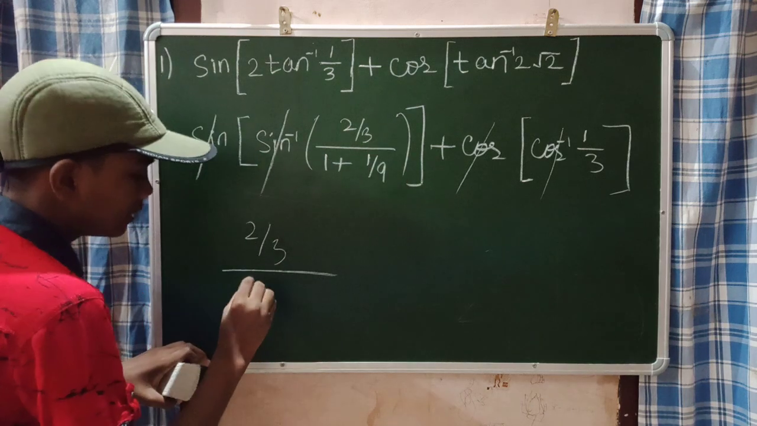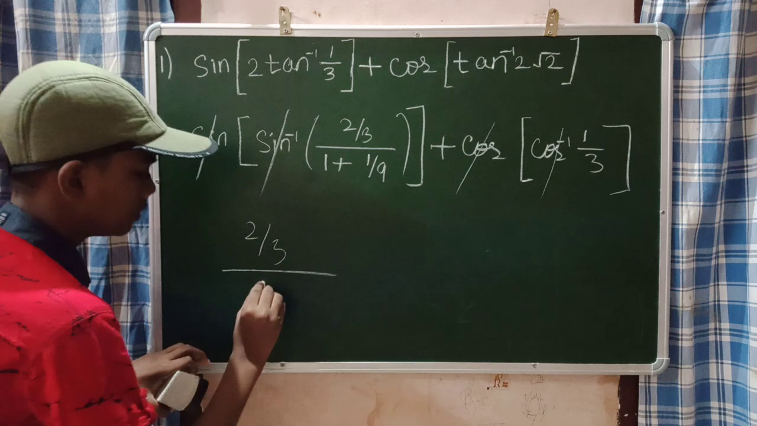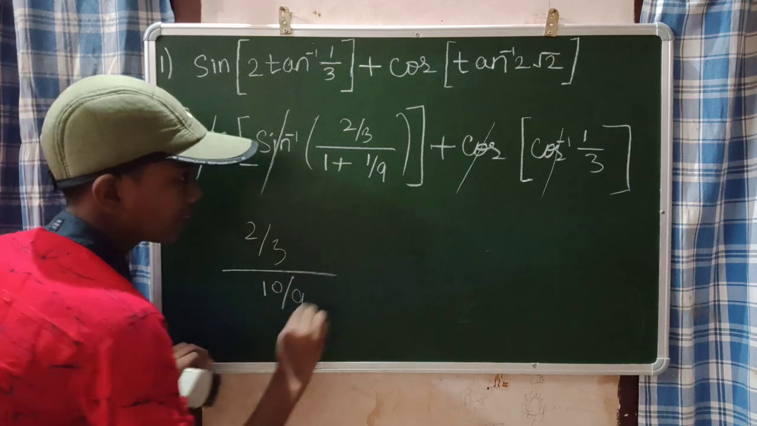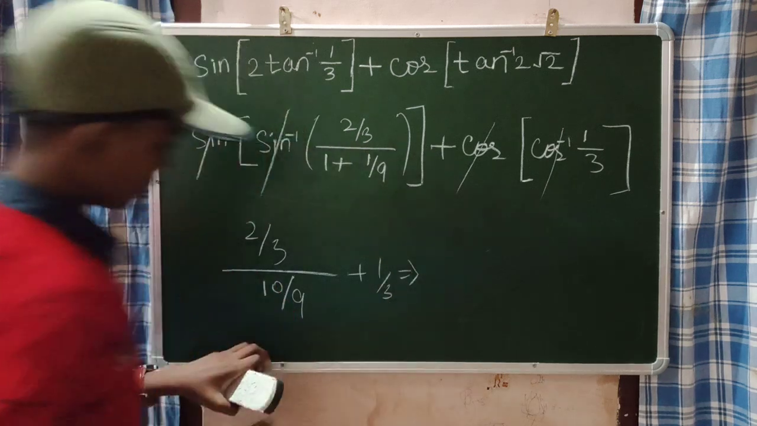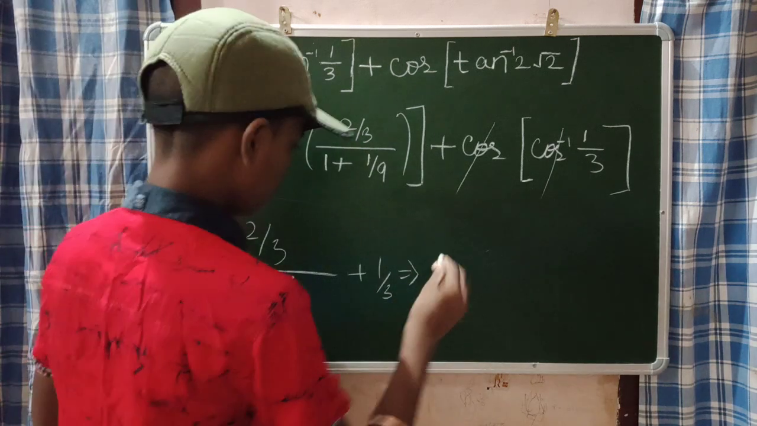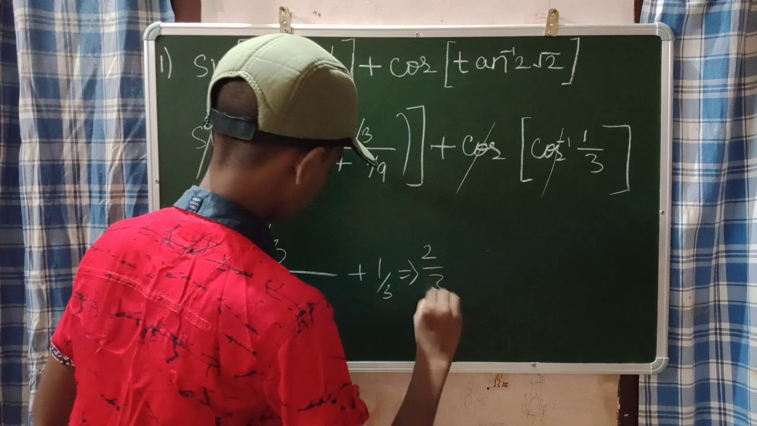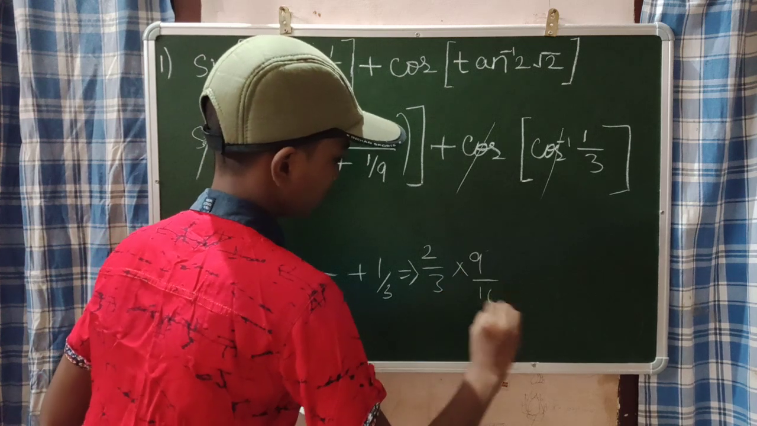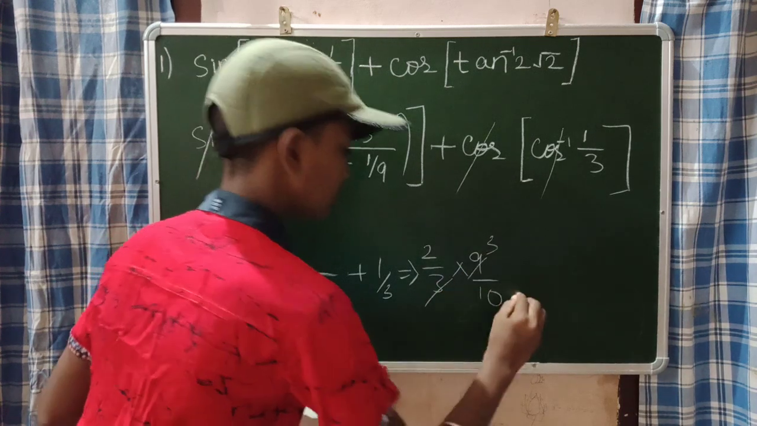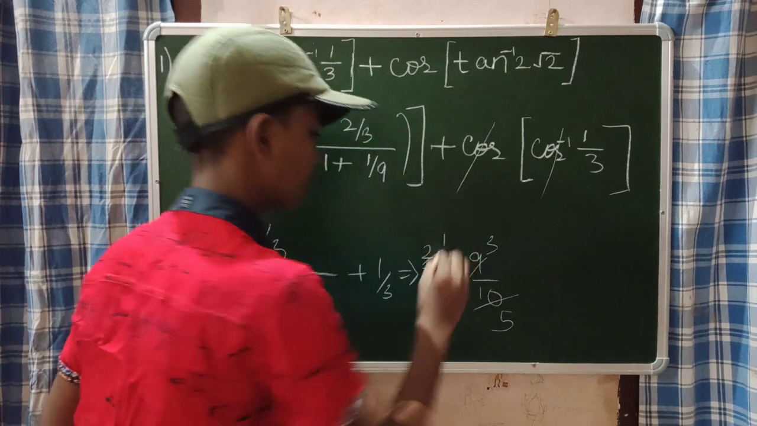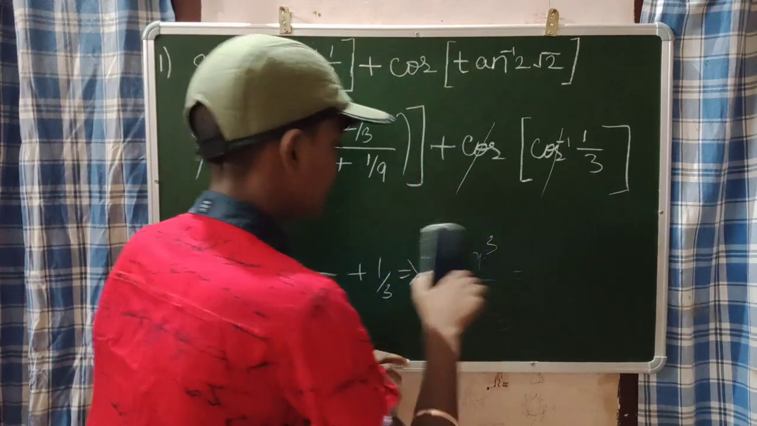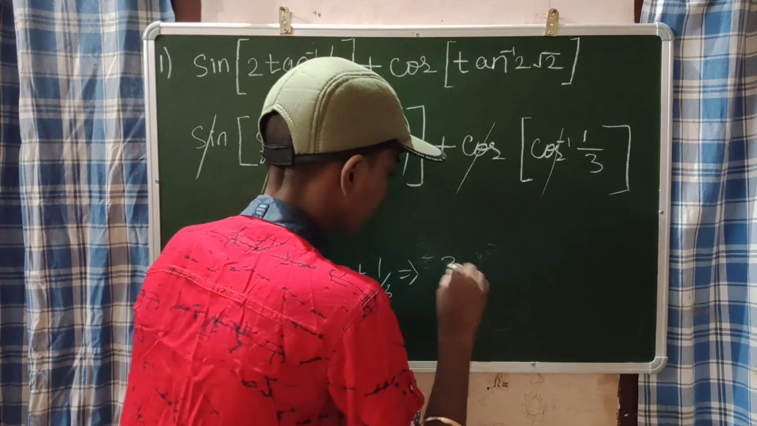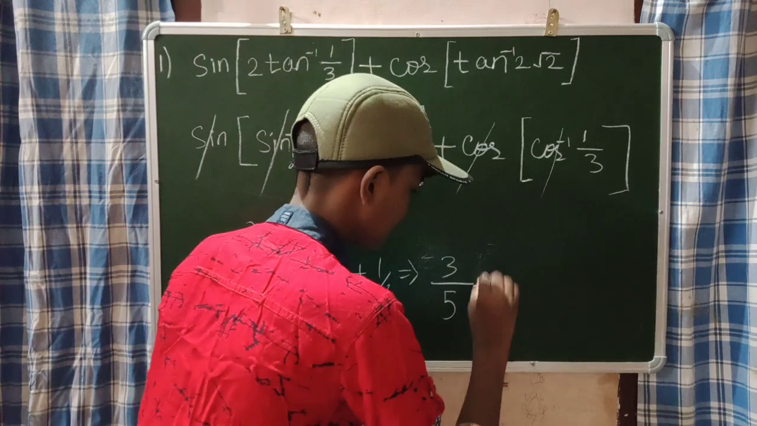You will get it as 10 by 9 plus 1 by 3. So this would be equal to 2 by 3, okay? 2 by 3 into 9 by 10. So cancel this 3 here, then 2, 5, 1. So what you will get is 3 by 5. So 3 by 5, then you will get 3 by 5 plus 1 by 3.